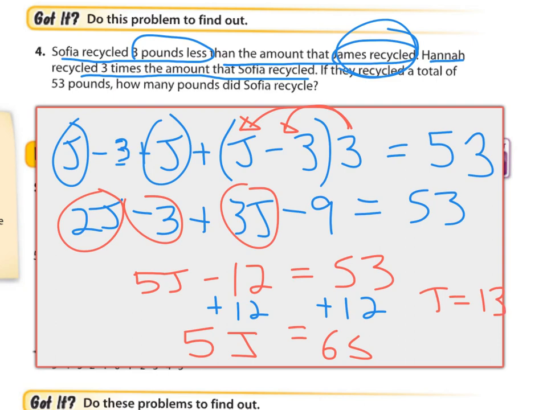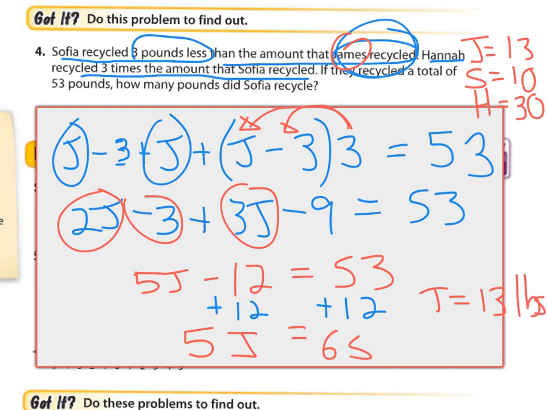So that means that James had 13 and Sophia had 10, because she has 3 less, and Hannah has 30. That equals 53. Yeah? So if I add those 3 numbers, j equals 13 pounds, lbs.